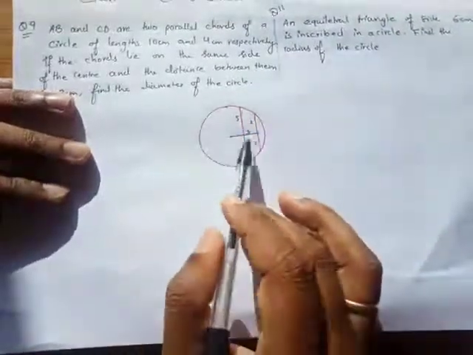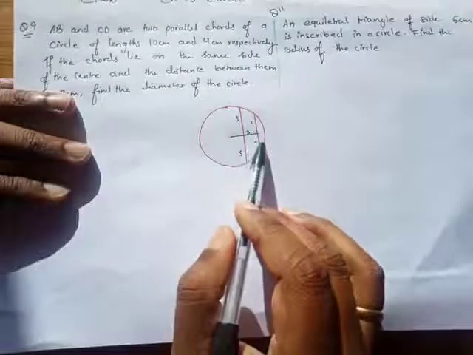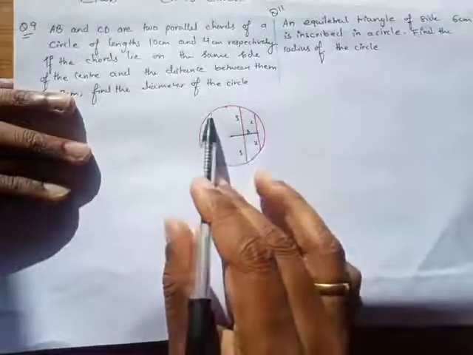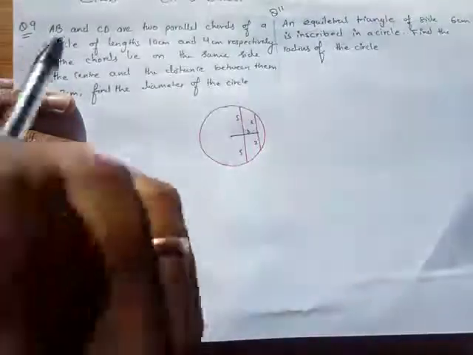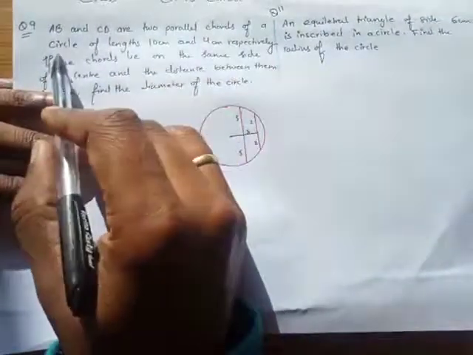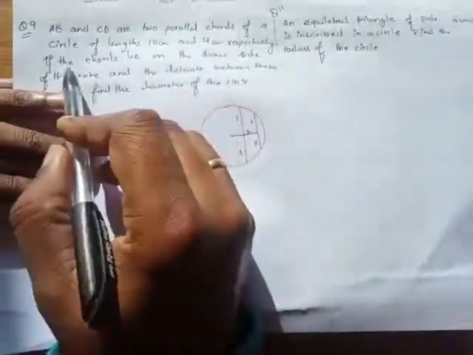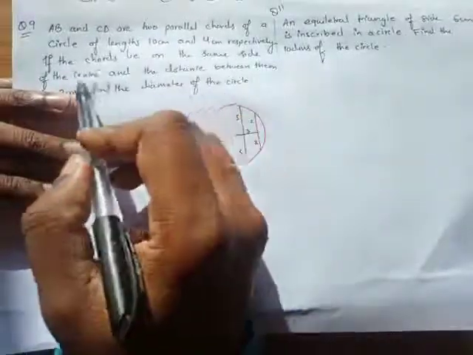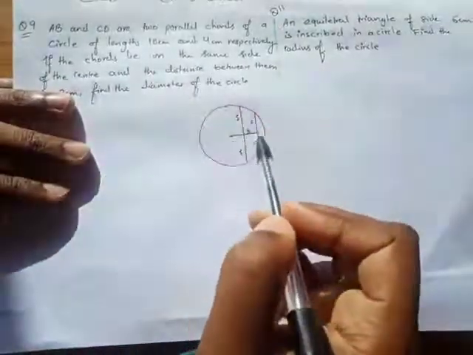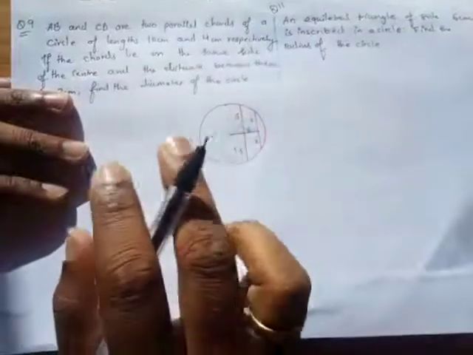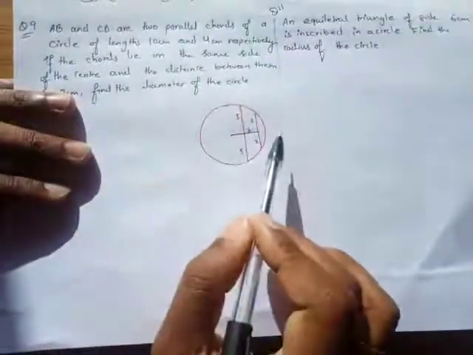Now a question arises: why have I made both the chords over here? Why haven't I made one chord over here, the other one over there? Because it says in the question, the chords lie on the same side of the center. It's not the opposite side of the center, it's the same side of the center.